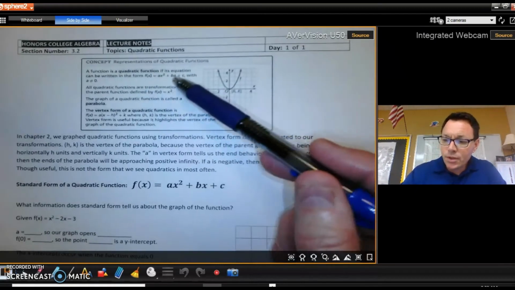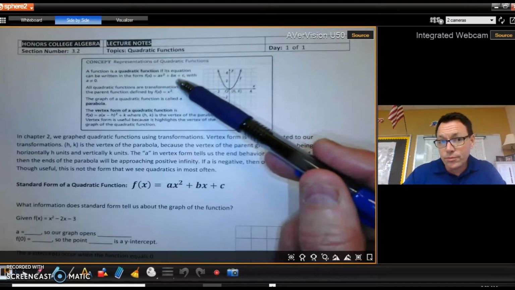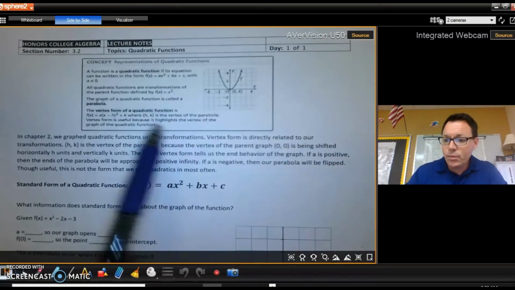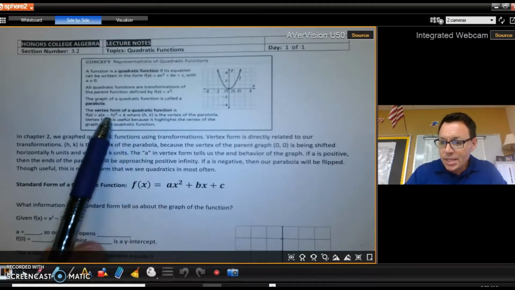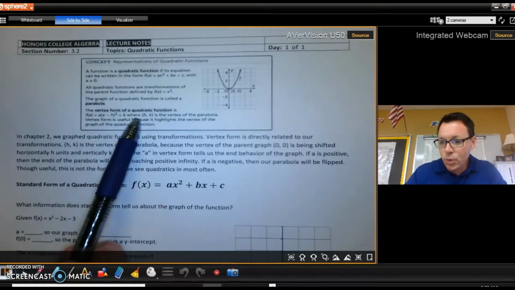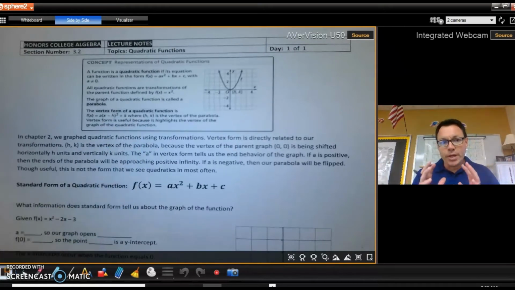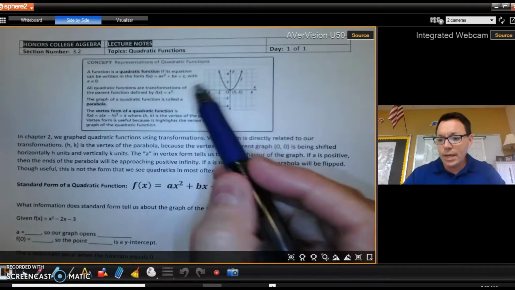You guys are familiar with that. This right here is called the standard form or the general form. We're going to talk about this here in a minute. You can also have what is called the vertex form, and we'll talk about that a little bit today as well. Vertex form is a straightforward transformation of a normal parabola.